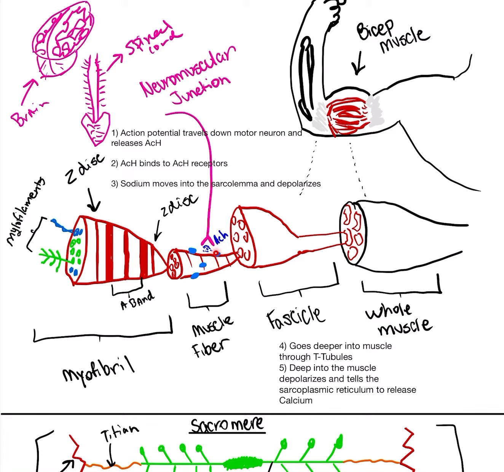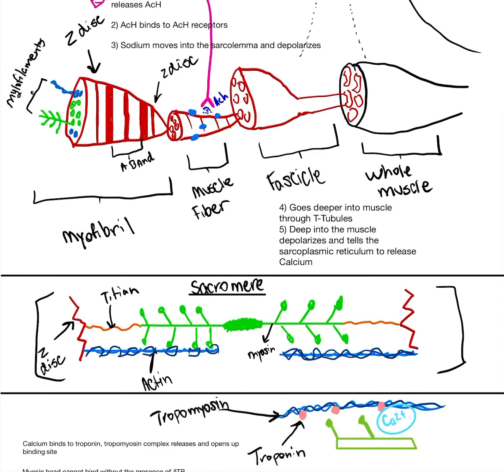This acetylcholine binds to ACh receptors. This allows sodium to move into the sarcolemma and depolarize it, but it needs to go deeper. So it goes deeper into the muscle through the T-tubules, and once it depolarizes deep into the muscle, it tells the sarcoplasmic reticulum to release calcium. Sliding filament theory cannot be done without calcium, so that's why I gave a little summary of what's going on in the neuromuscular junction.